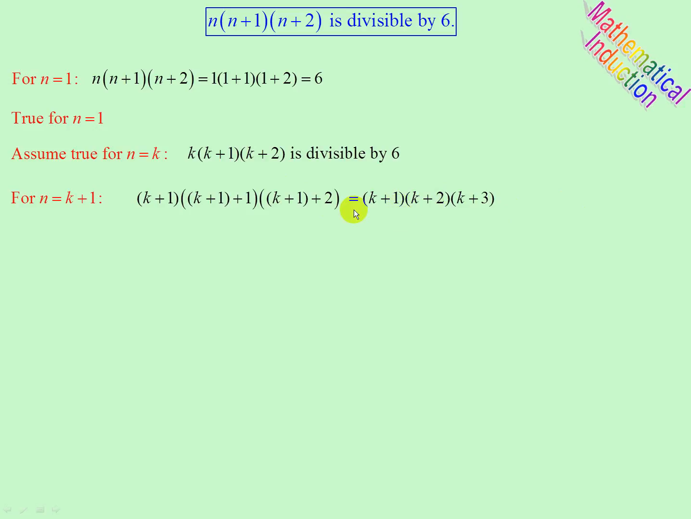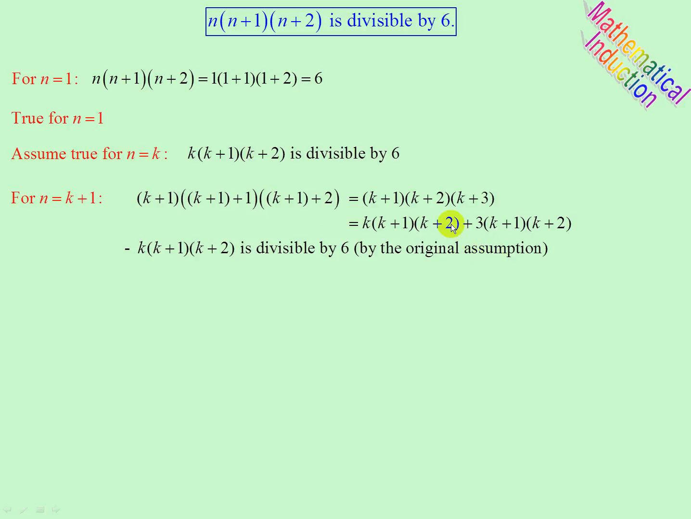We need a k. Well, have a look. K plus 3 times these two brackets gives us k times these two brackets plus 3 times these two brackets. There we are. Notice I've used the distributive law on k plus 3. So that times k and that times 3. There we are. Have a look what we have here. We have that, we have that. So we can say, well, that is divisible by 6 by the original assumption. Now we have to try to prove this divisible by 6.